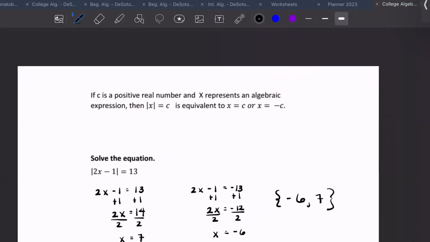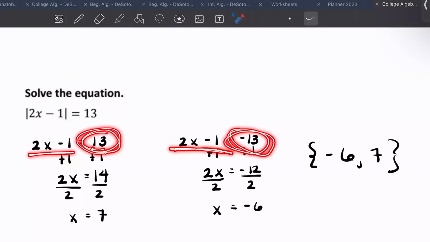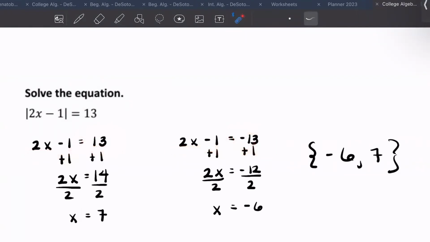So the thing to remember with absolute values is that because it's the distance, we're saying that the absolute value of this, the distance of this, equals 13, so we can go in the positive or the other direction. So we set it equal to the positive and the negative. The algebraic expression 2x minus 1 stays the same and does not change. The only thing that changes is 13 and -13. You solve both of them separately, and whatever you get is your answer.